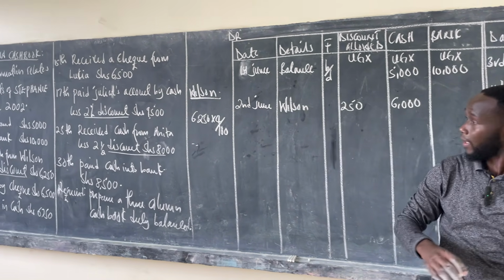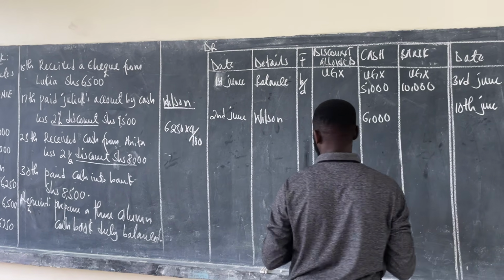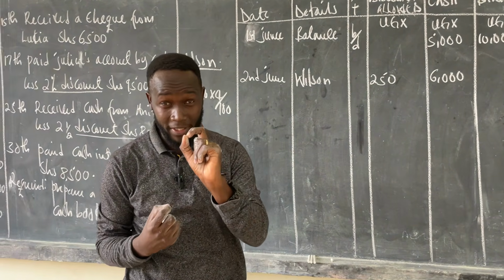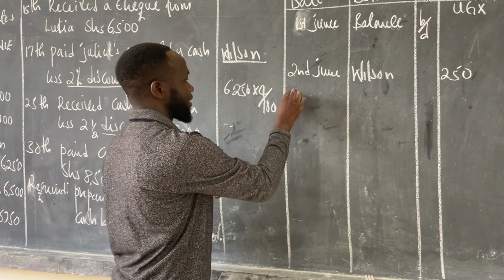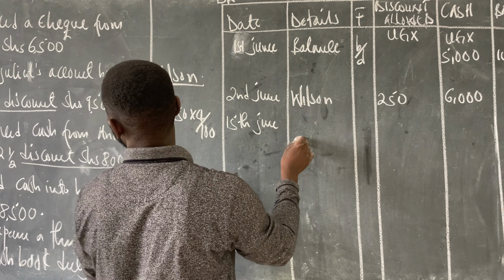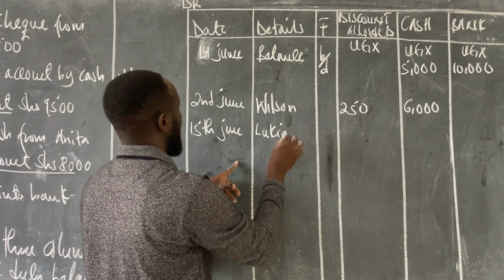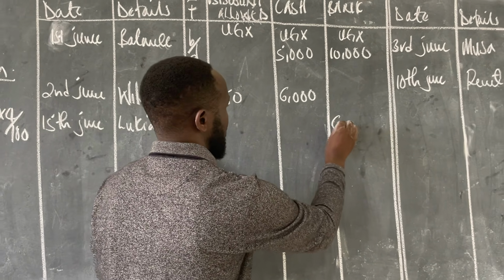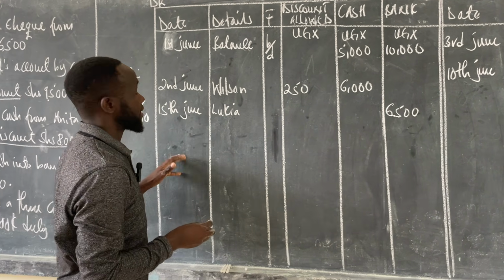15th. What happened on the 15th? Received a check. If we receive, where do we put? We put that amount of money on the debit side. So it is on the 15th June. We received money from Lucia. Received a check from Lucia. So we received from Lucia a check of 6,500. Which other date?